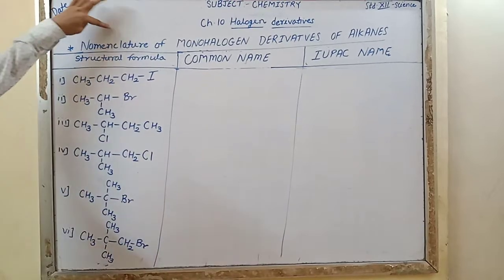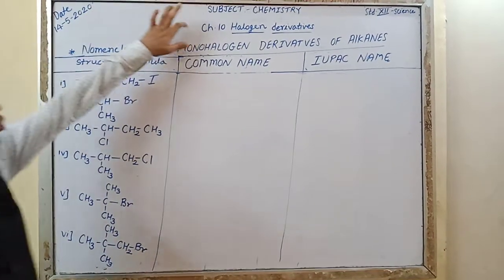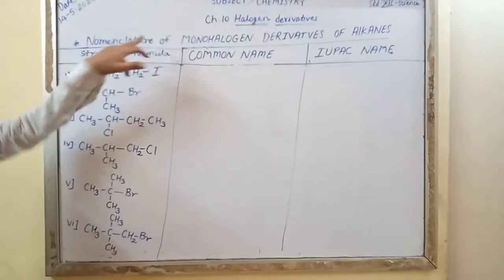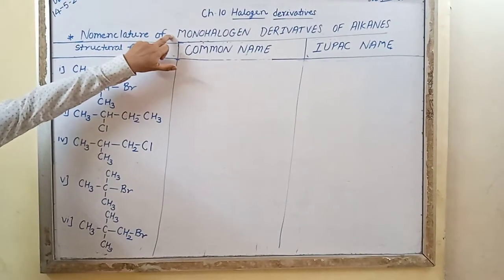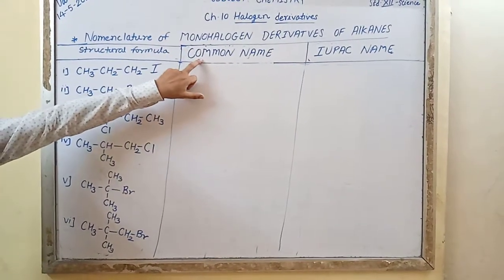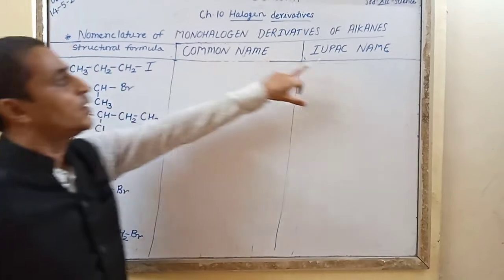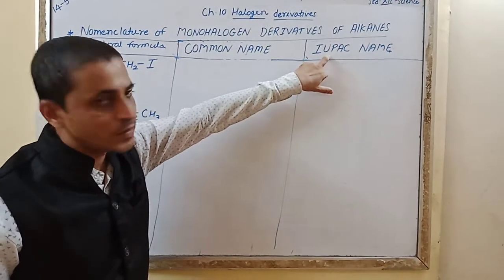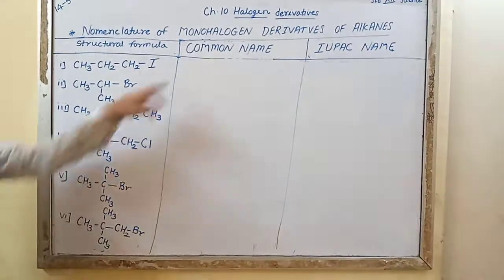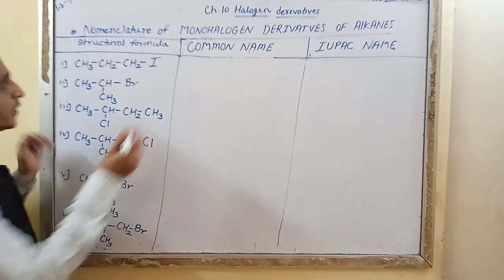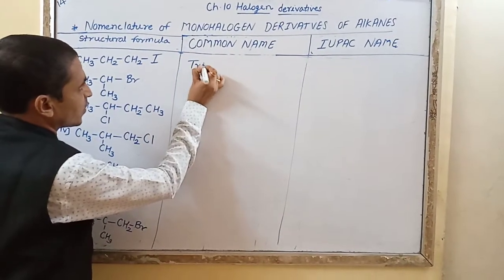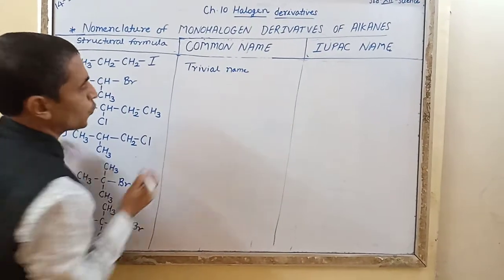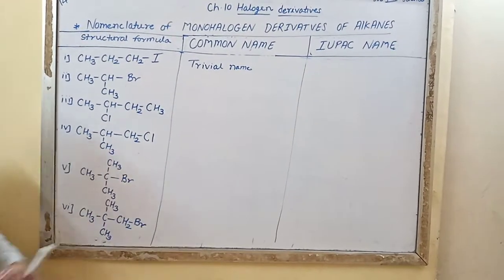See, we are going to study about nomenclature of monohalogen derivatives of alkanes. There are two ways for the nomenclature of monohalogen derivatives of alkane. First method is the common name system, and the other method is the IUPAC name system. Common name system is also called trivial name system. Trivial name or common name, both are same.